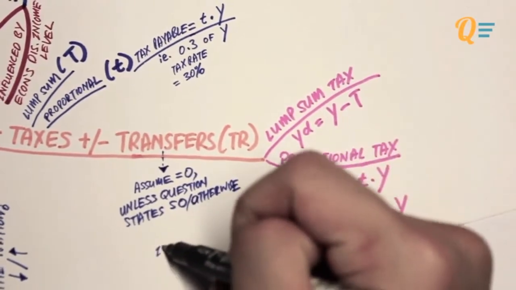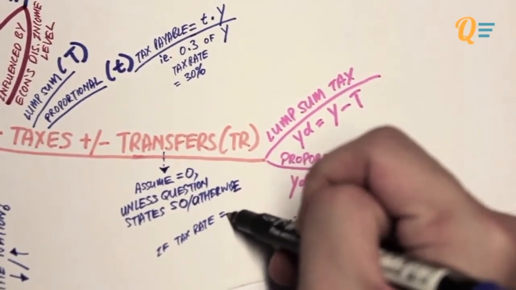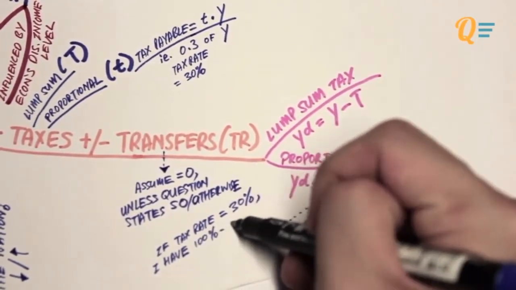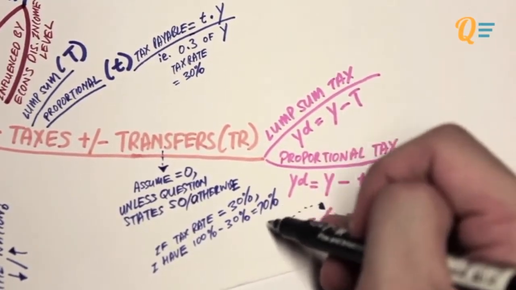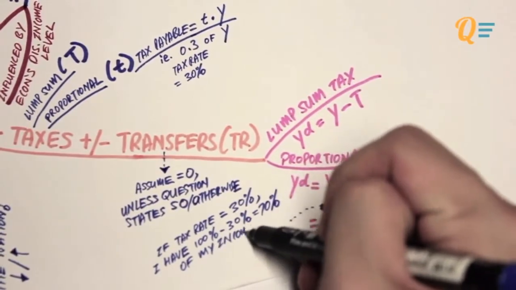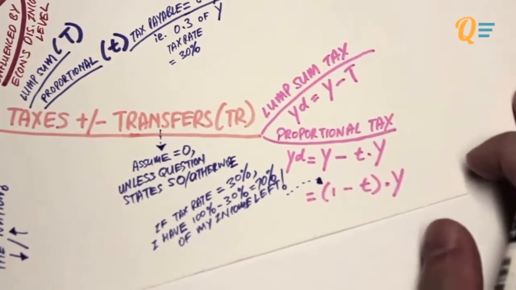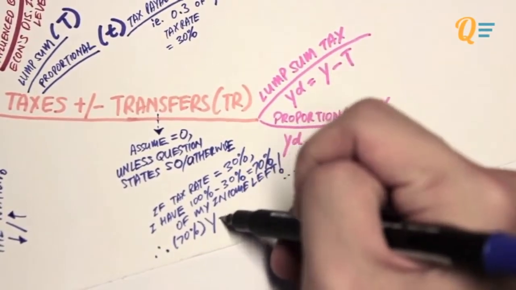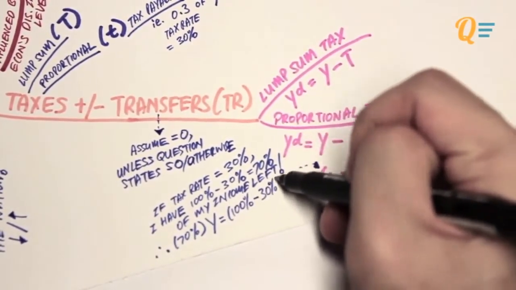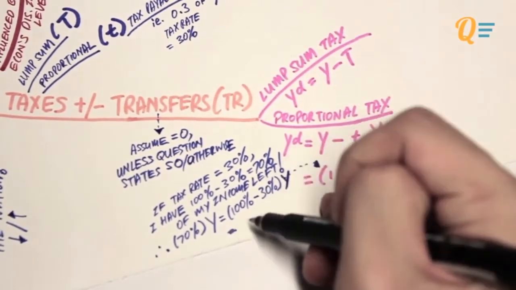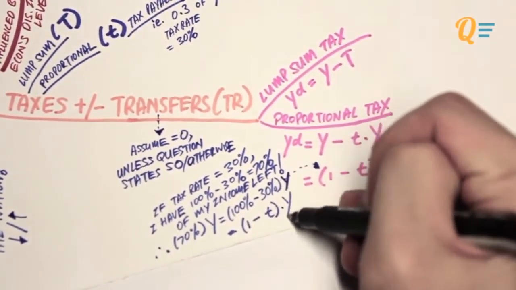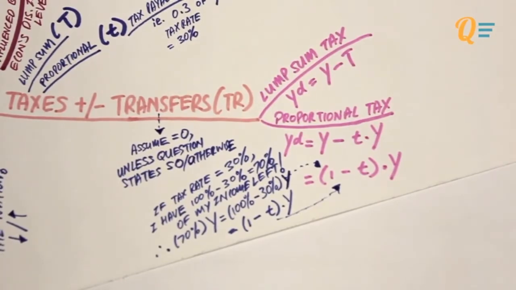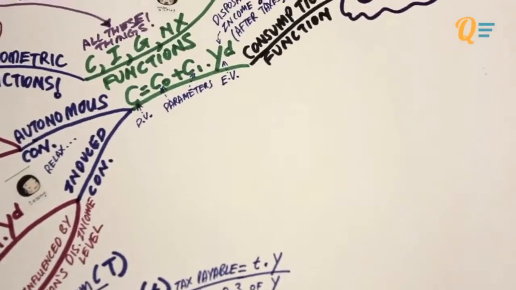So let me just explain to you 1 minus t. If the tax rate is say 30%, and I have 100% minus 30%, which is 70% of my income left. How I got 70% times Y is simply taking 100% minus 30% times Y, which also equals 1 minus 0.3 multiplied by Y. So that is how the logic of 1 minus t times Y came about.